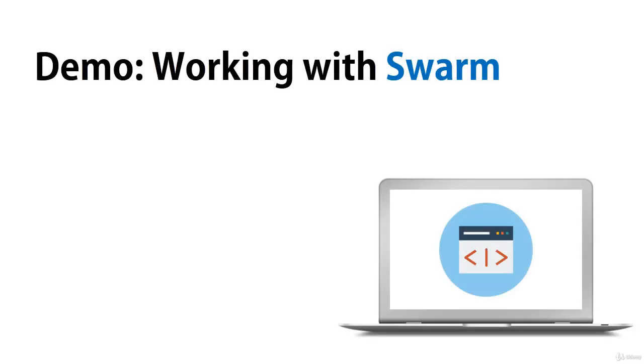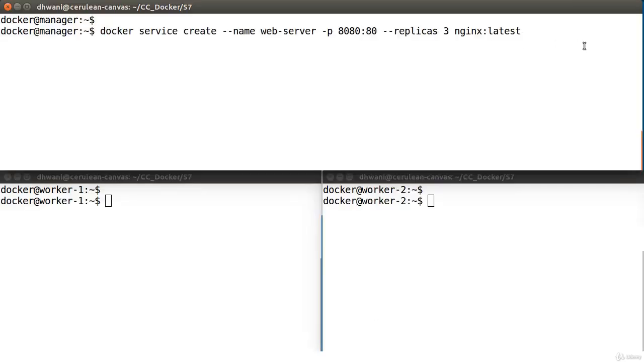Let's use Docker Swarm for the reason it is designed, which is to have multiple replicas of a container or to use services with multiple containers themselves. We will create a service called web server from the latest Nginx image and have 3 replicas for it. We have also mentioned port mapping information with the -p flag.